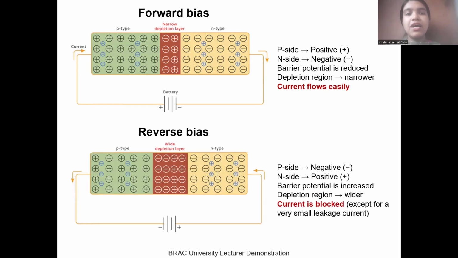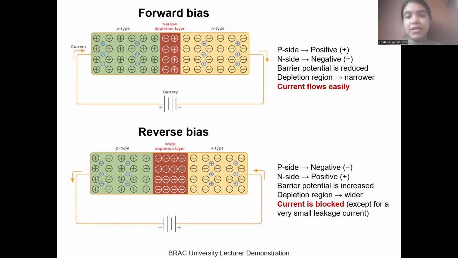Next, we can know about the reverse biasing of the PN junction. In case of reverse biasing, we connect the negative terminal of the battery with the p-type and the positive terminal of the battery with the n-type. The negative terminal attracts the positively charged holes from the p-type, that is, the majority charge carriers in the p-type. And the positive terminal of the battery attracts the negatively charged electrons from the n-type.